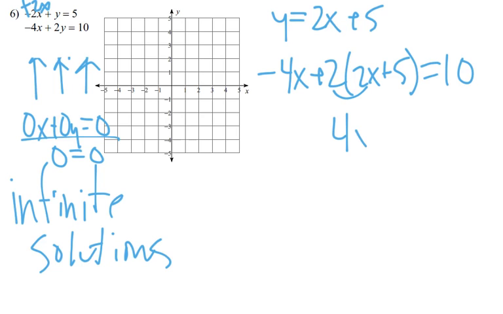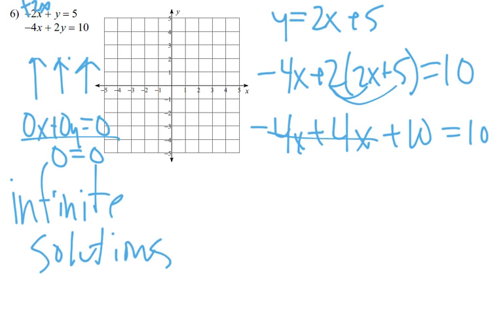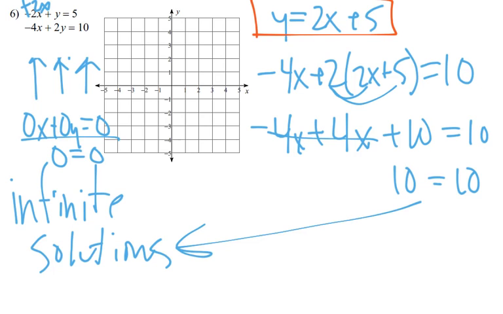That would have given me negative 4x plus 4x plus 10 equals 10. Those would have canceled. 10 does equal 10. Tells us infinite solutions. Okay, had I tried to graph them, well, let's see, I already turned that into slope-intercept form, so I could have graphed it, and it would have looked like this.